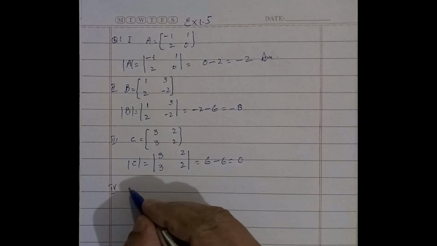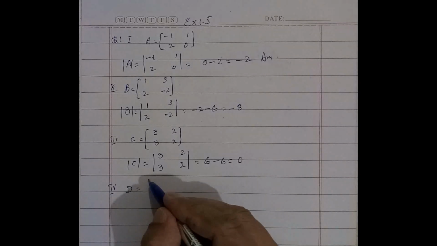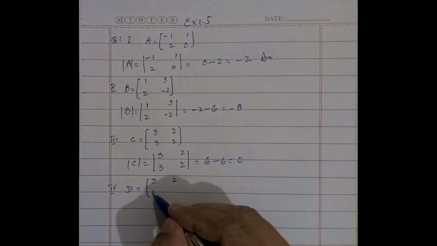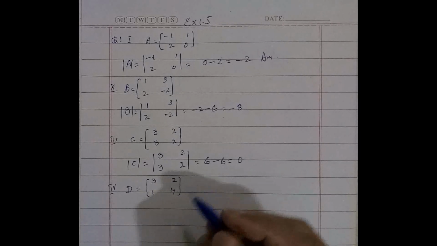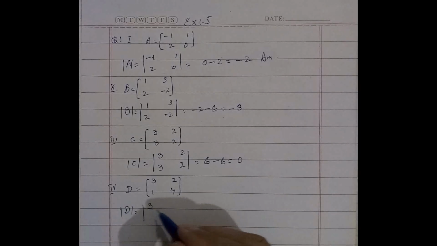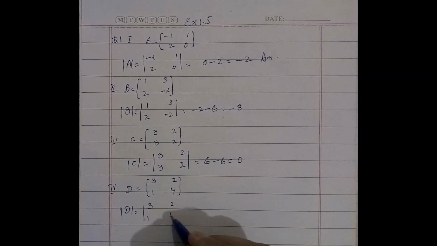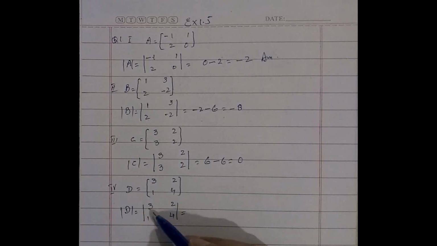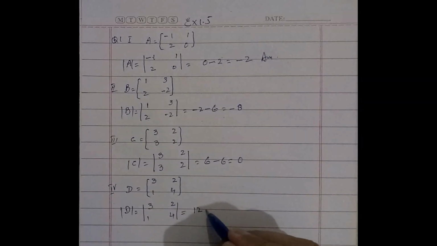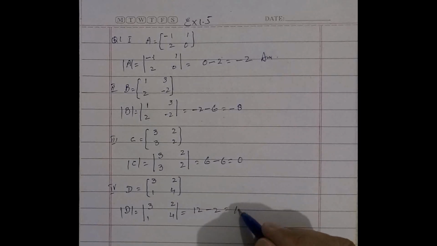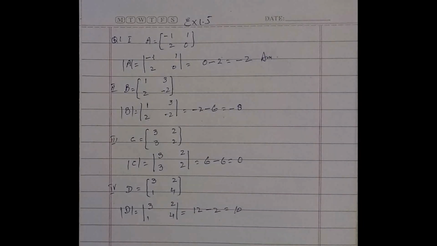And the fourth part is matrix D, which is [3, 2; 1, 4]. And the determinant of D is [3, 2; 1, 4]. Now find the determinant of D: 3 fours are 12, minus 1 multiplied by 2 is equal to 2, 12 minus 2 is equal to 10, which is the answer of part 4.